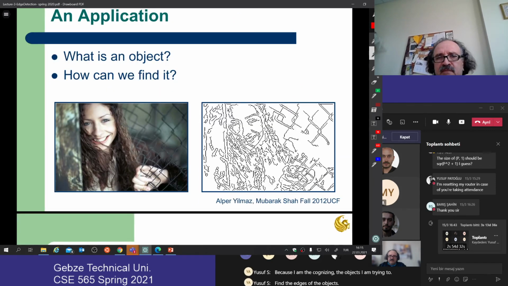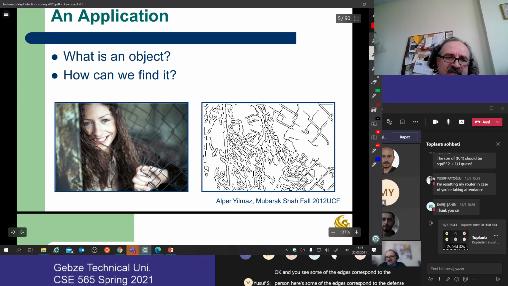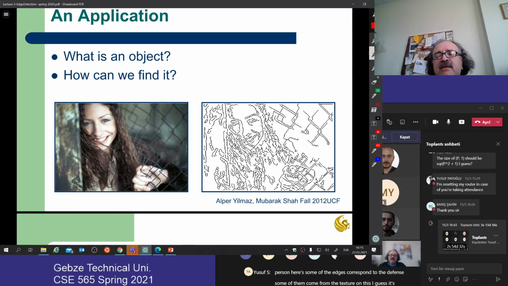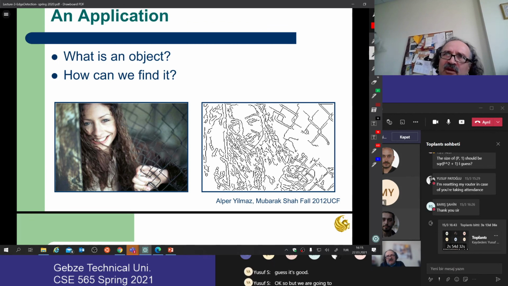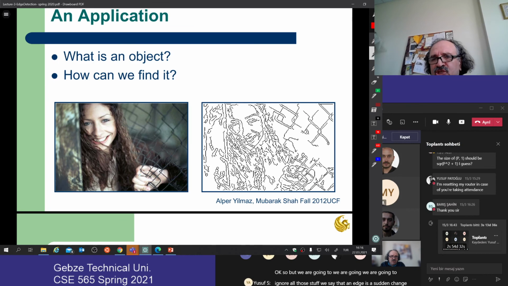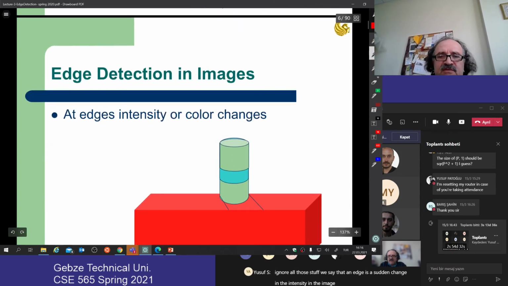So the same thing here. Very difficult problem. What are the edges? Any computer vision algorithm, image processing algorithm is going to find this. As you see, some of the edges correspond to the person, hair. Some of the edges correspond to the fence. Some of them come from the texture on this, I guess it's wood. But we are going to ignore all that. We say that an edge is a sudden change in the intensity in the image. That's what we are going to do.